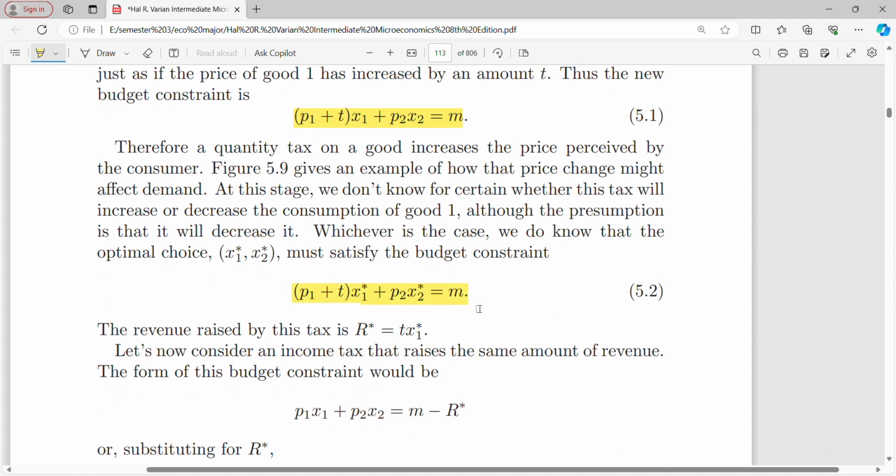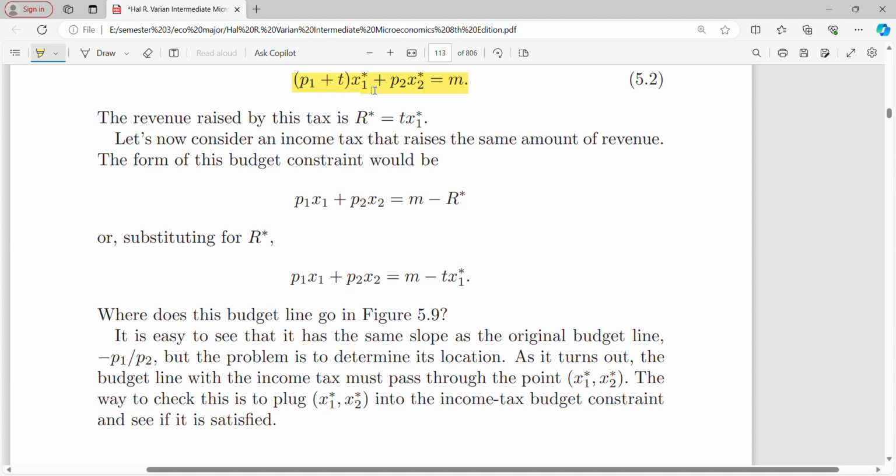Then we know when the price of one good is increased, the quantity demanded of that good and the other good, x1 and x2, will change. So we'll get x1 prime and x2 prime here. Then from this we'll get the revenue raised by the taxes, t x1 prime. So we'll take this to the other side and reduce it. This is how we write the budget constraint. Substituting, we write it as minus t x1.